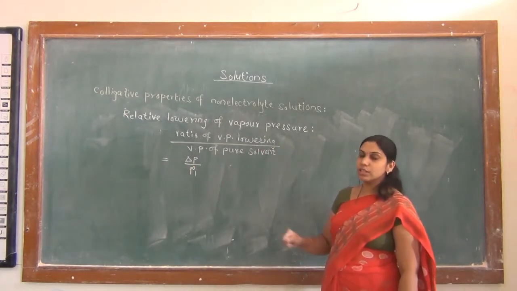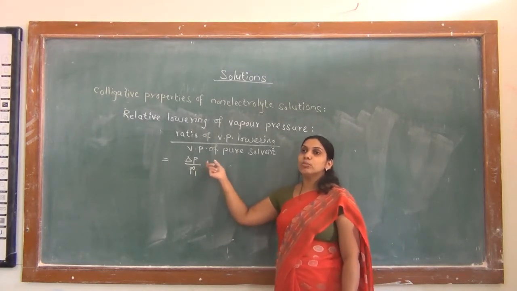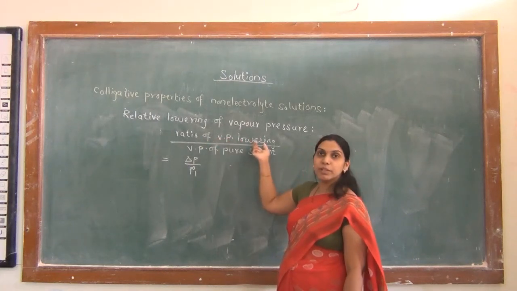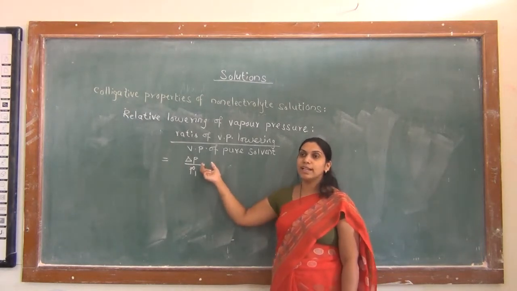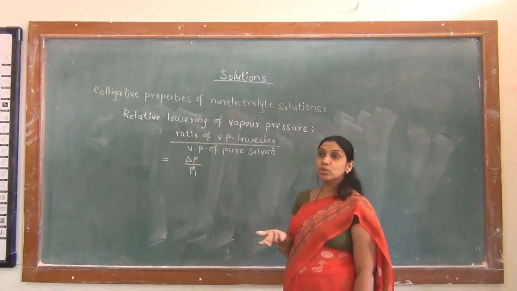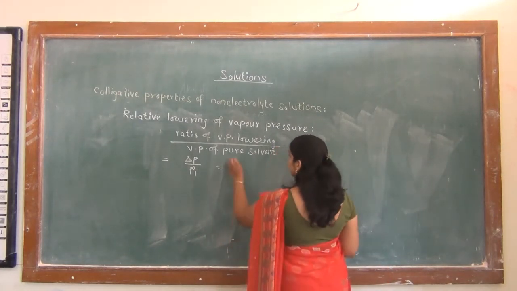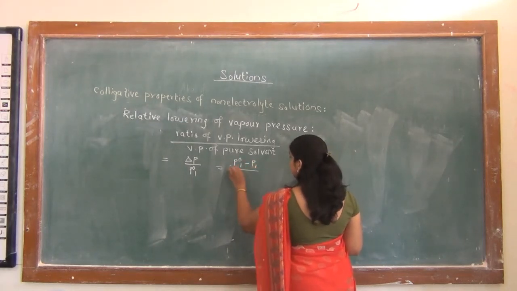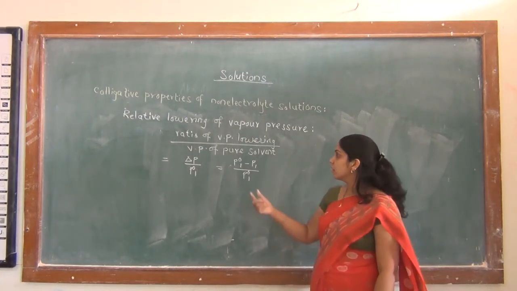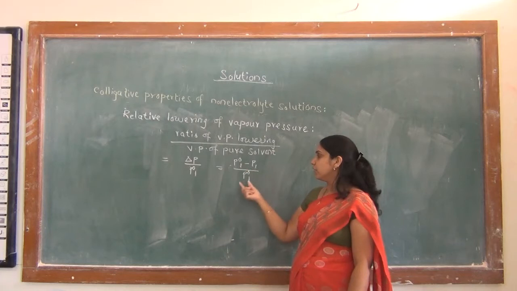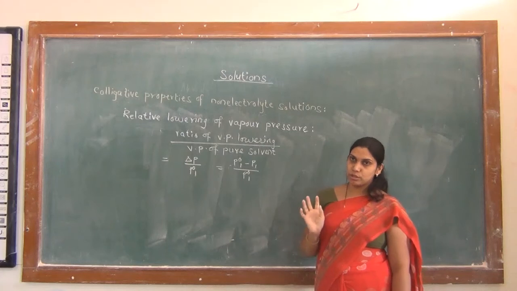Relative lowering of vapor pressure is equal to delta P upon P01. See, this is a ratio. In the numerator, we have the vapor pressure lowering and in the denominator the vapor pressure of pure solvent. So, delta P upon P01. But you know what is delta P? Delta P is P01 minus P1, divided by P01. So, the equation is P01 minus P1 upon P01, which is nothing but the relative lowering of vapor pressure.